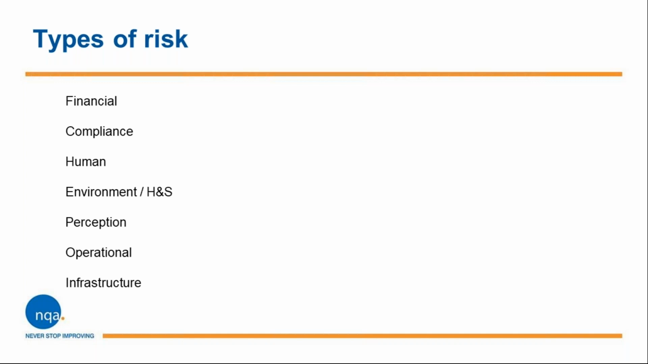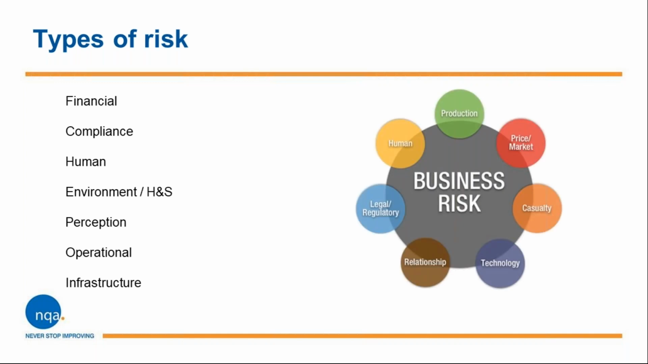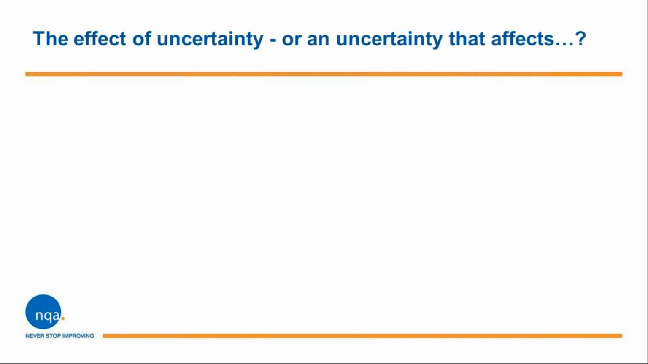And then infrastructure, you look at all these things, you've got things like equipment and the buildings and space and vehicles and so on. There's any number of things that can essentially trip you up, so to speak, and can prove a failure point within your business. All these points really boil down to the business risk and ultimately the risk associated with your management system. So the effect of uncertainty, or an uncertainty that affects.